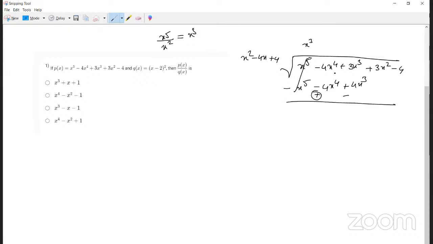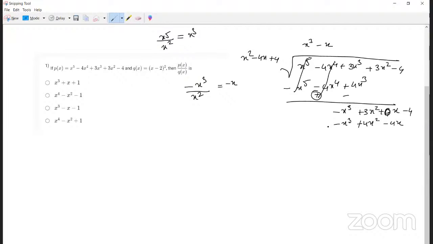So it will get cancelled. It will also get cancelled, right? So we get minus x to the power 3 plus 3x square minus 4. Now again we take the first term, that is minus x cube, and divide by the first term of the divisor, that is x square. So we'll get minus x. So just put minus x here. I multiply minus x with the whole divisor. Now what we'll get: minus x cube plus 4x square minus 4x. Here I can write it as plus 0x minus 4, right?